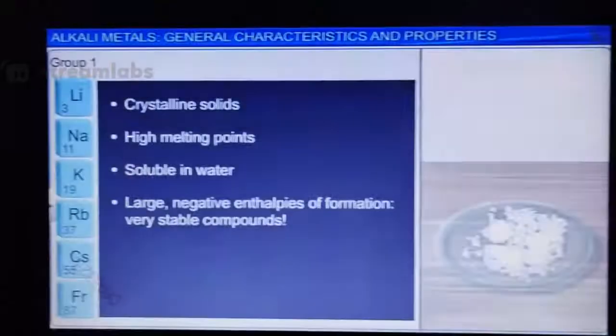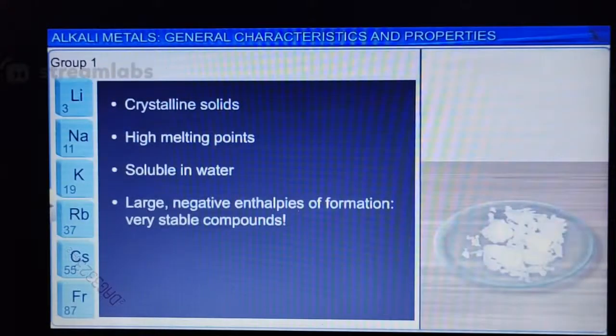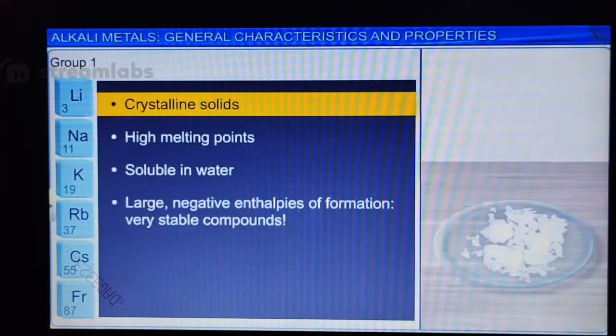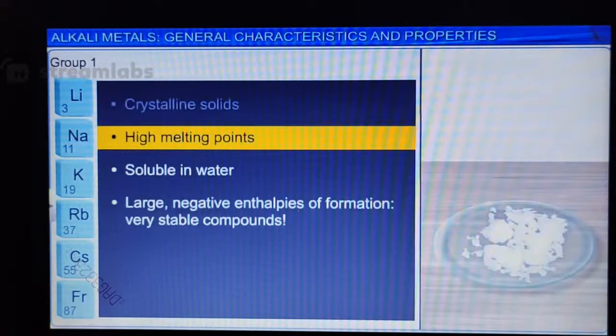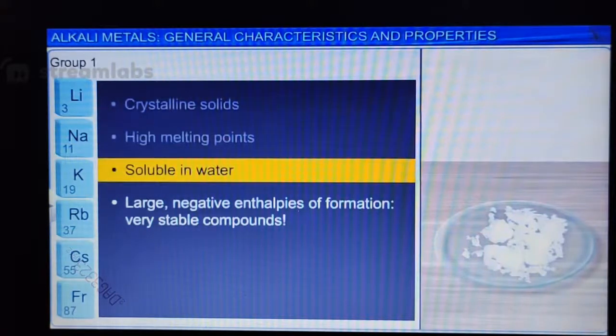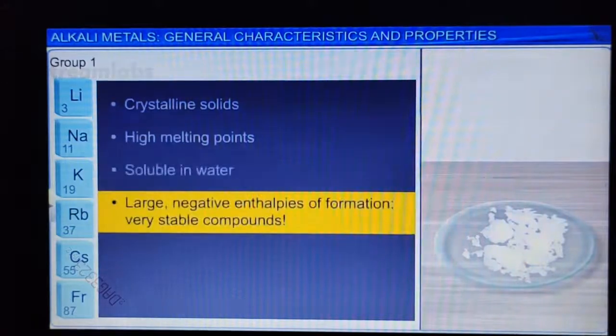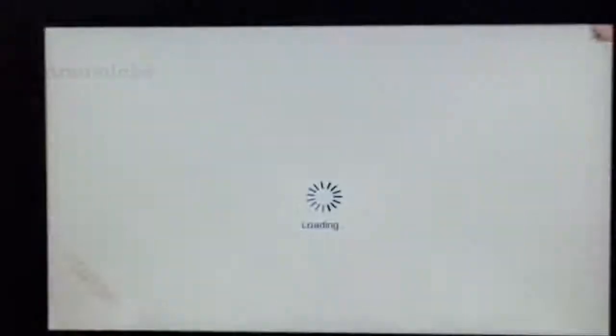Obviously, they are crystalline solids, high melting point, soluble in water. The salts of group 1 have large negative enthalpies of formation, which means they are very stable compounds. उनको तोड़ना becomes a bit difficult. So that is why they have high melting points and all. Crystalline है इसलिए soluble in water भी है. This is about the salts of group 1.